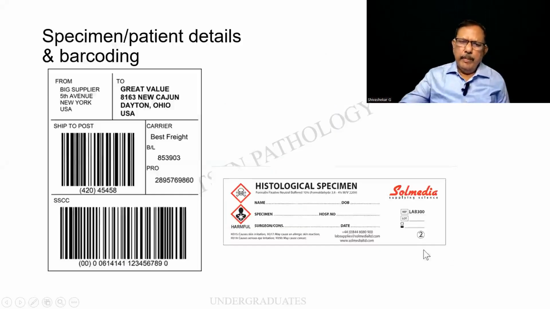This is extremely important, as I had mentioned earlier. The name, the nature of the specimen, the hospital number, whoever is the surgeon or the unit, the date. So these are important ones. And now that everything is being computerized, the bar coding is essential, which carries similar details, and it will be there in your hospital also.